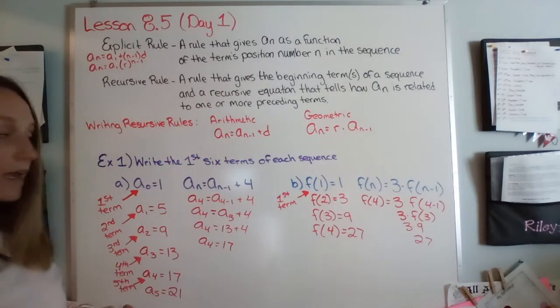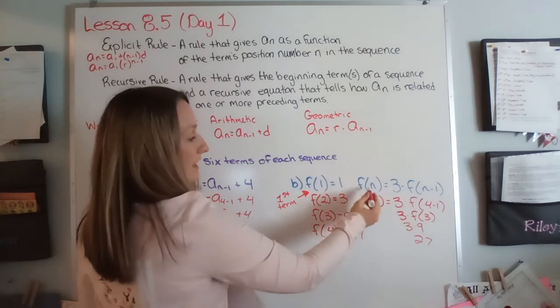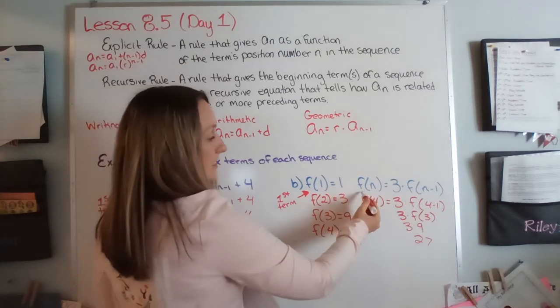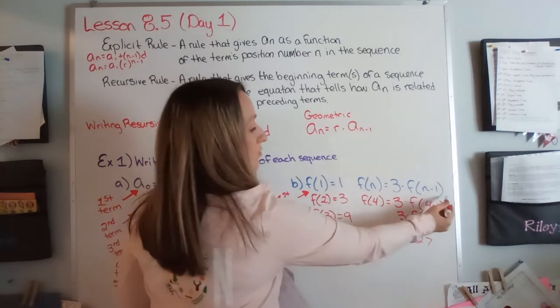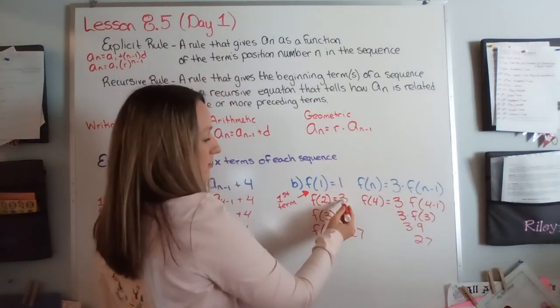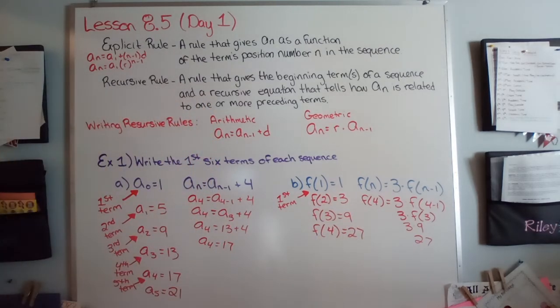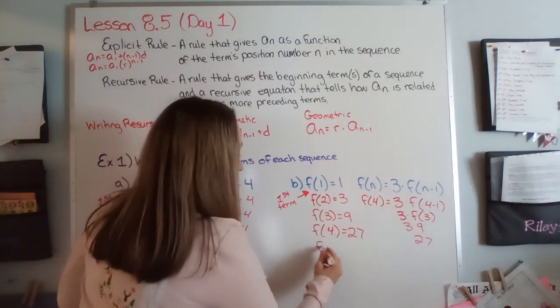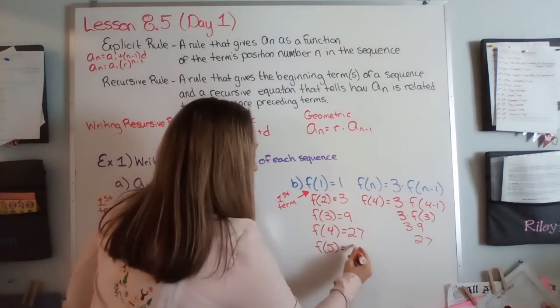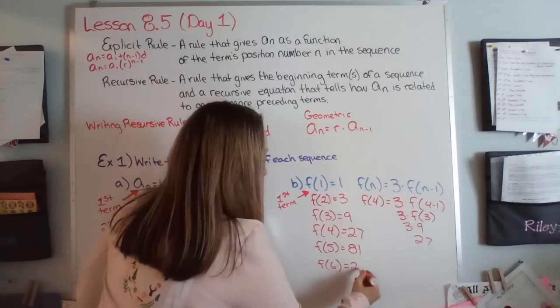Now, you probably are noticing the pattern. You probably can stop using the rule at this point. The rule tells me, to get to the next term, I take the previous term and multiply by 3. So 1 times 3 is 3. 3 times 3 is 9. 9 times 3 is 27. And you can continue in that way to find the next two terms are 81 and then 243.